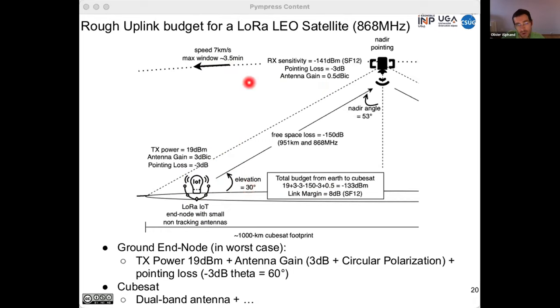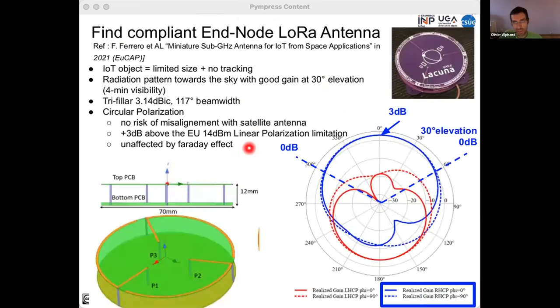We need to check that everything will be okay in space, but it seems possible. We didn't do that ourselves, but we needed to find a compliant antenna. Fabrice Ferrero, who works at the Orange lab in Sophia Antipolis, had already done something while we were developing our card. We saw one of his talks at the TTN conference, and he had already done something for Lacuna Space.